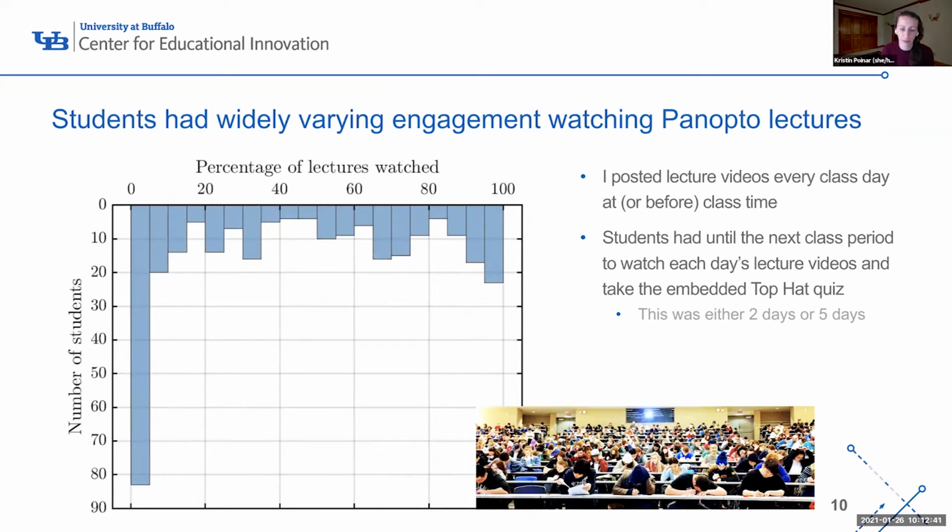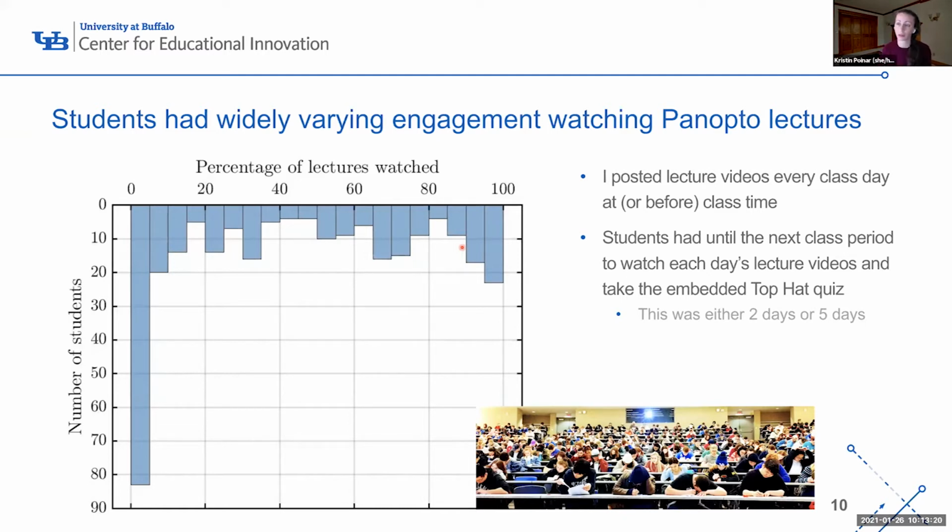So these data, aside from not watching any lectures, which you can see there was a lot, other than that, we had a pretty uniform distribution of how much watching of lectures the student did. So you're equally likely to watch 30% as, some students were watching 90%. So in terms of how the students preferred to get the material, it seems pretty variable from student to student. So now we can ask the question of how well watching the Panopto lectures actually served the students.